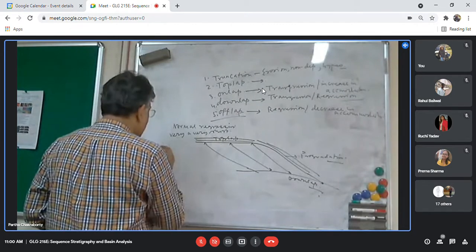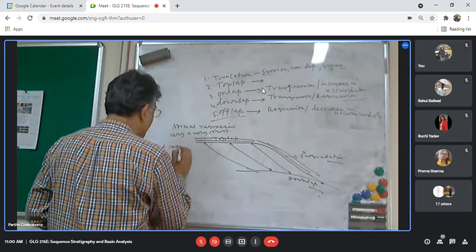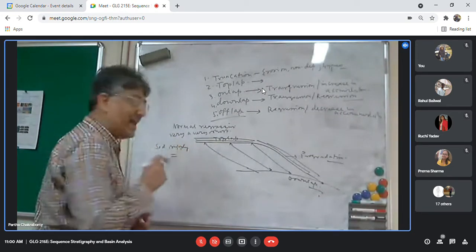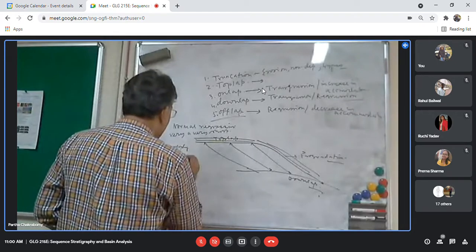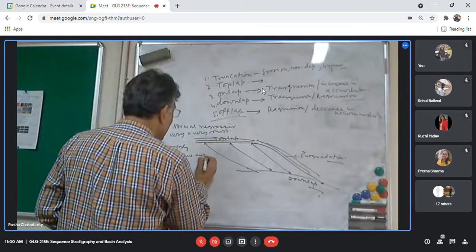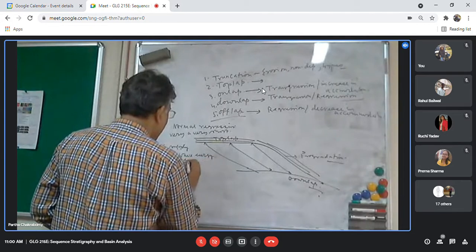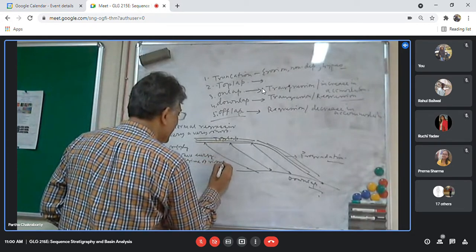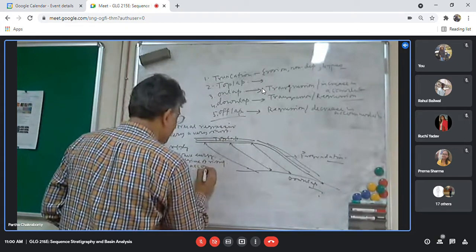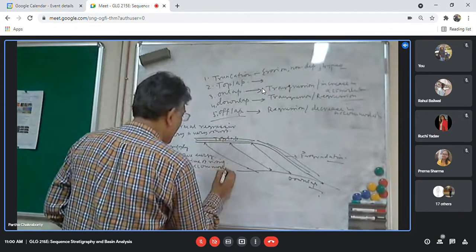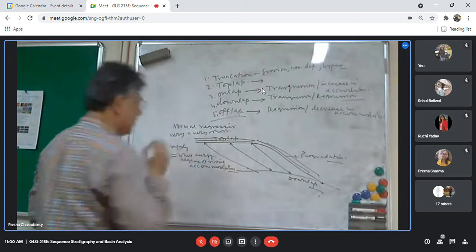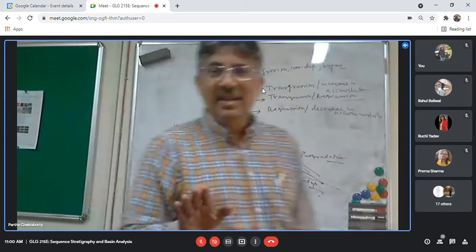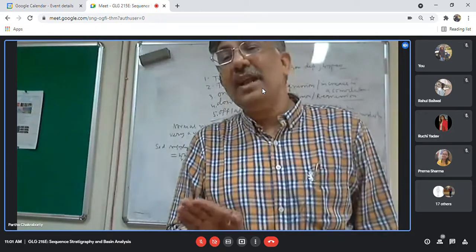That sediment supply exactly balances the wave energy regime of rising accommodation. Normal regression is the rising accommodation at a very slow rate.